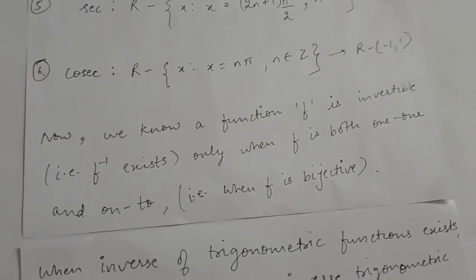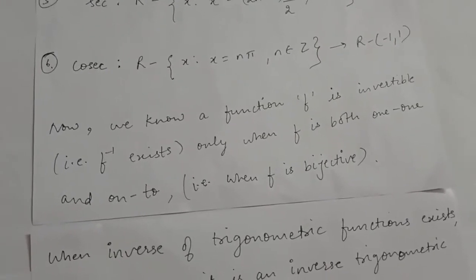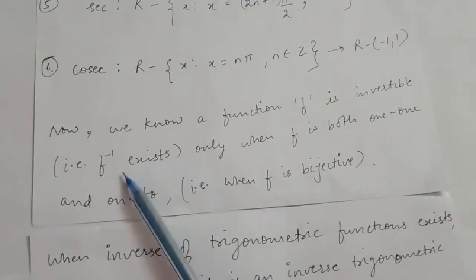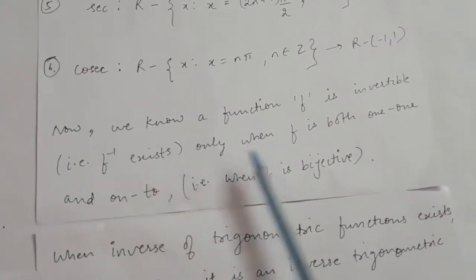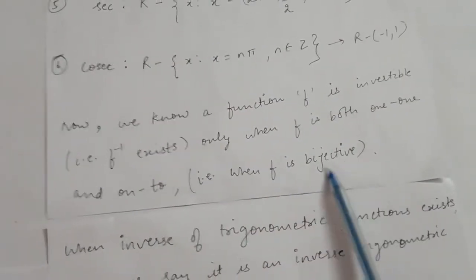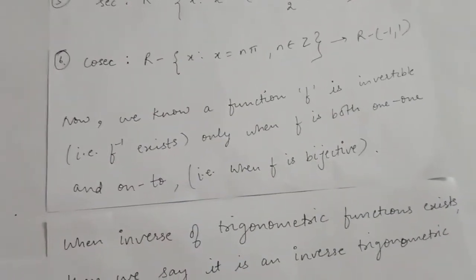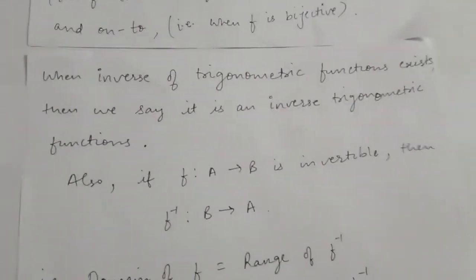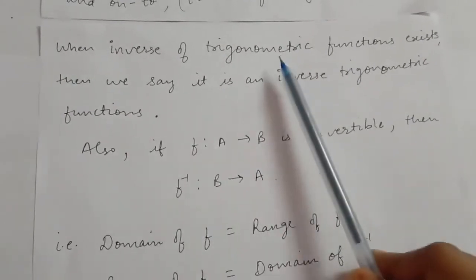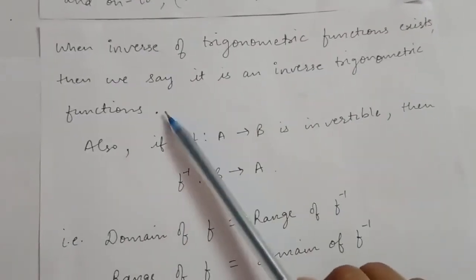Also, you have studied this in chapter 1st of class 12th: a function f is invertible, that is, f inverse exists, only when f is both 1-1 and onto, right? When f is bijective. Bijective means that the function is both 1-1 and onto. When the function is both 1-1 and onto, then we say that the inverse of the function exists. And when the inverse of a trigonometric function exists, then we say that it is an inverse trigonometric function, right?